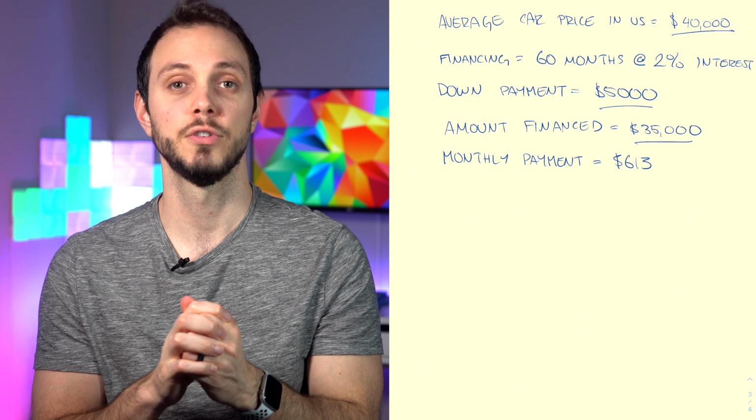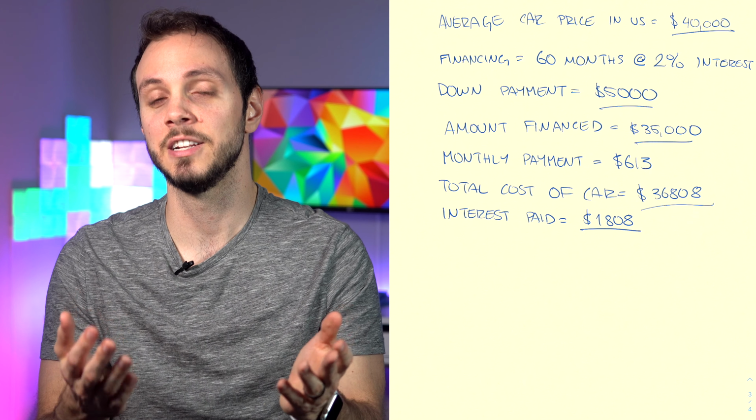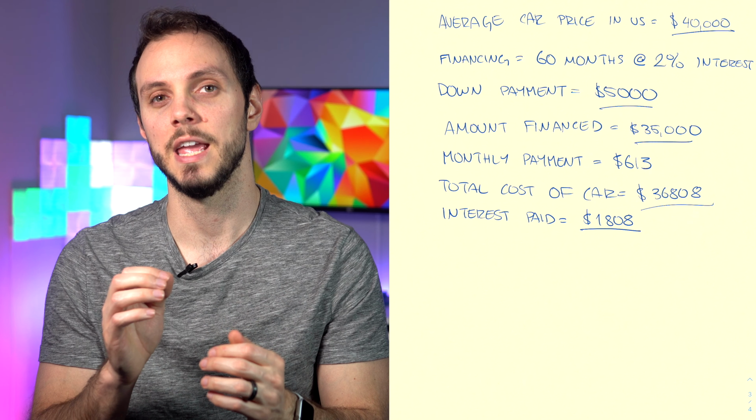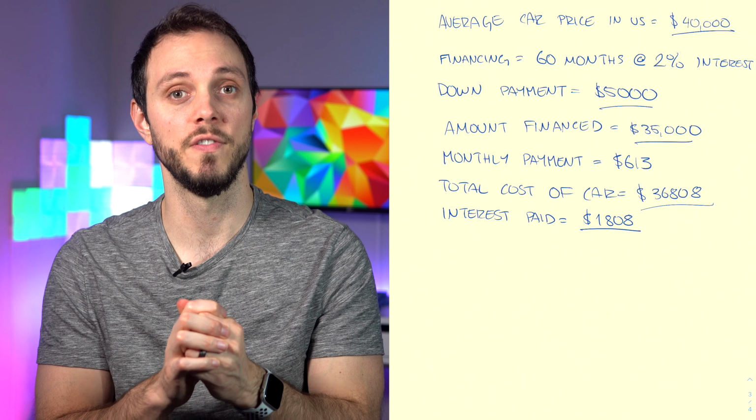You'll notice that $36,808 is more than $35,000 because the difference is essentially what you're paying in interest, $1,808 over 5 years. But while you were financing your vehicle, your cash wasn't just sitting around doing nothing. It was doing work in the market.